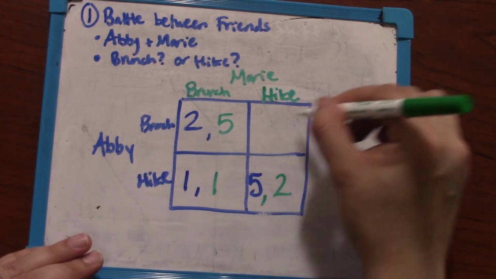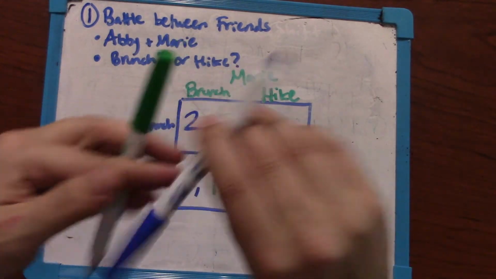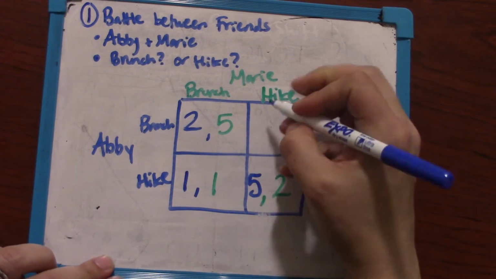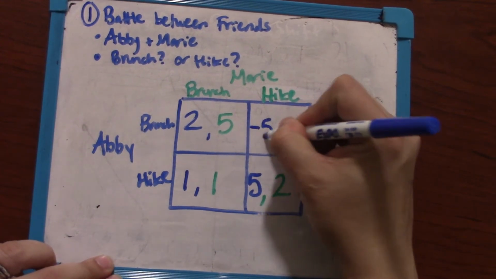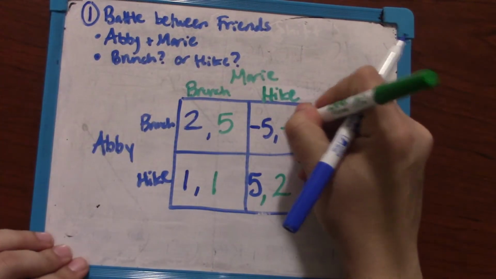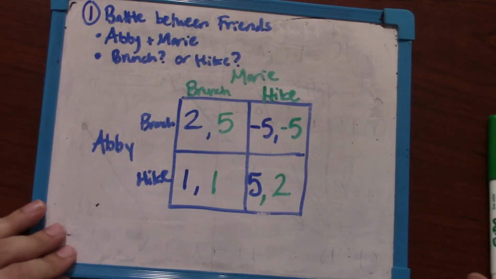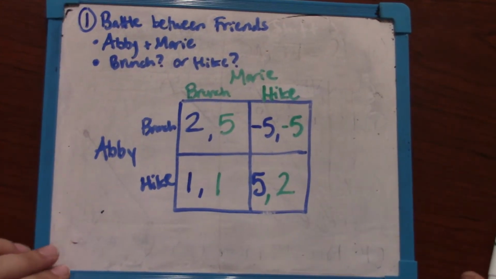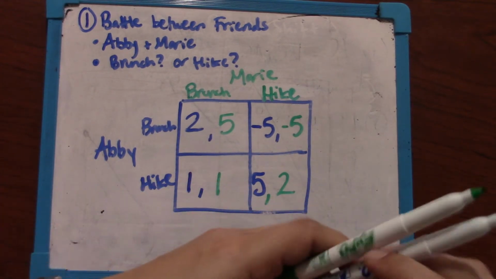If Abby goes to brunch and Marie goes hiking, that's really terrible for both of them, because they're doing the thing that they don't like, and they're doing it alone. So let's say they both get -5s. So that's the intuition for this game. Two friends, Abby and Marie, who enjoy being together more than they enjoy doing the thing that they love, and they're trying to coordinate their actions.